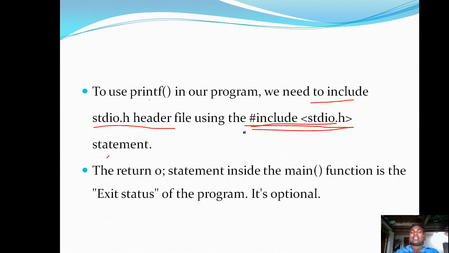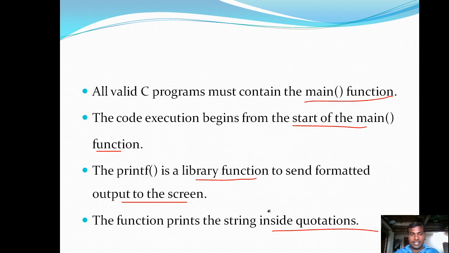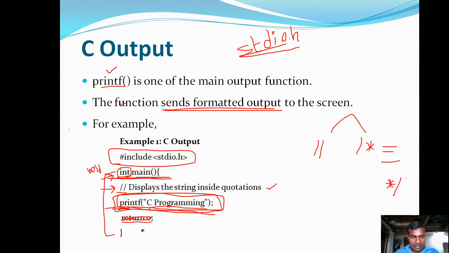So whatever header files you want to use must be specified at the beginning of the program. Then the return 0 statement inside the main function is the exit status of the program, and it is optional. This return 0 is the last statement of the program. It indicates the termination or exit of the program.